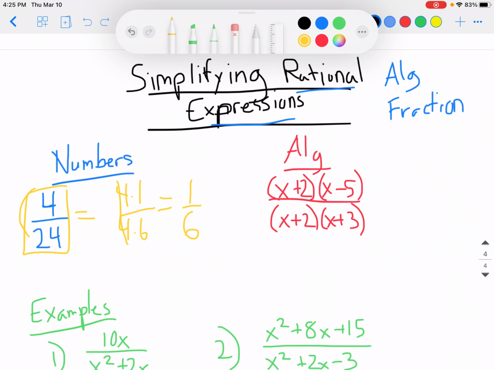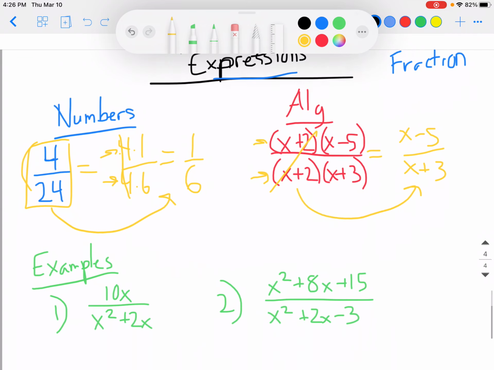But that concept of identifying a common factor and canceling it out is exactly what we're doing with algebraic fractions, these rational expressions. Here, I gave it to you in a factored form already. You can see that there's a common x plus 2 in both the numerator and denominator, so we can just cancel it out. What this reduces to is x minus 5 over x plus 3, and that's our final answer. That's like going from 4 over 24 to 1/6. Same process here.